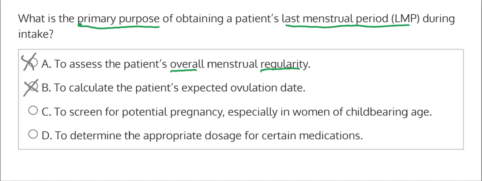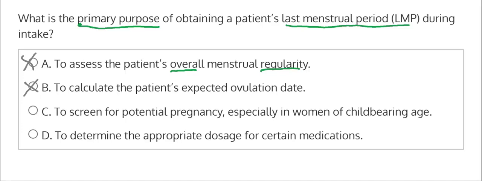Now looking at option C, it states to screen for potential pregnancy, especially in women of childbearing age. And yes, this is very important for the provider to know if we're concerned it's been a while since the patient last had their menstrual cycle. Maybe they're pregnant right now. This could affect the care and what we're looking for.